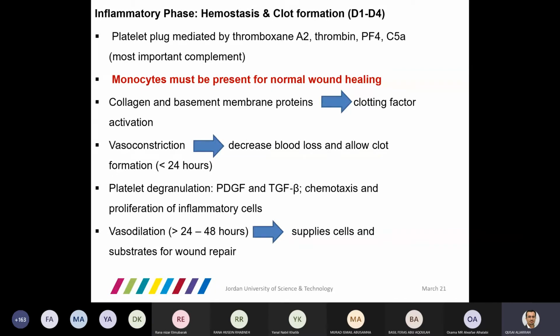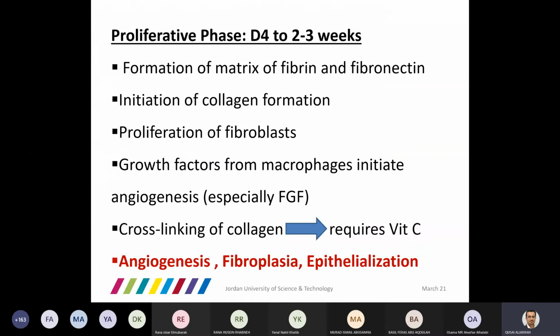هلا البروليفراتيف فيز you need to know انه فيها angiogenesis, fibroplasia لانه حكينا الفايبروبلاست is the most important، وعندنا epithelialization. هلا cross linking of collagen requires vitamin C. So if we have deficiency in vitamin C شو ممكن يصير عندنا مرض؟ سكيربي ممكن. صح. so هاي الاشياء مهمة. هلا دكتور عفوا بس ما سمعت شو المرض؟ سكيرفي.